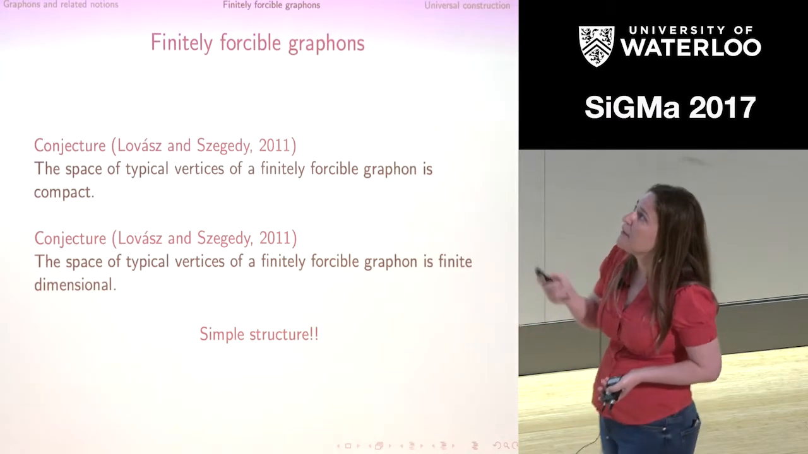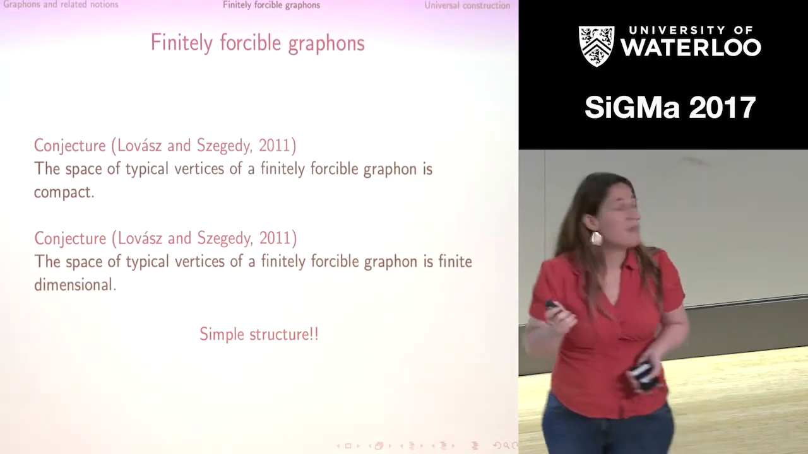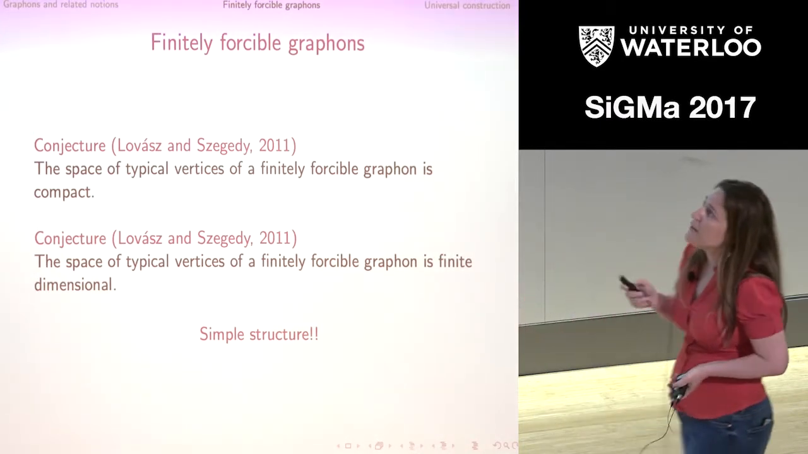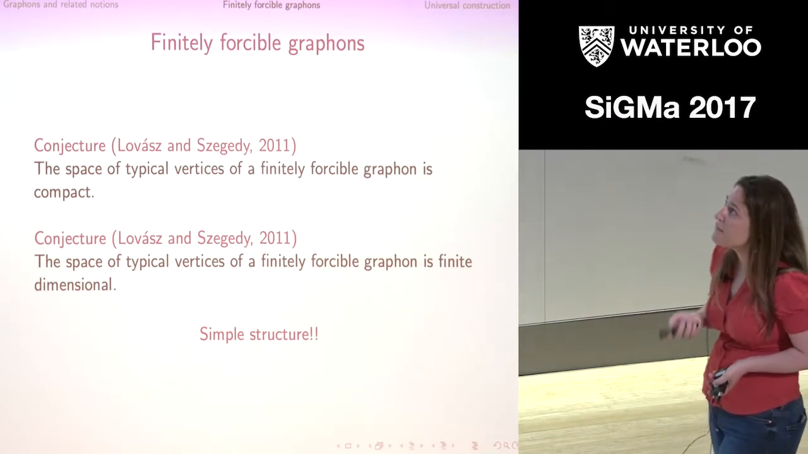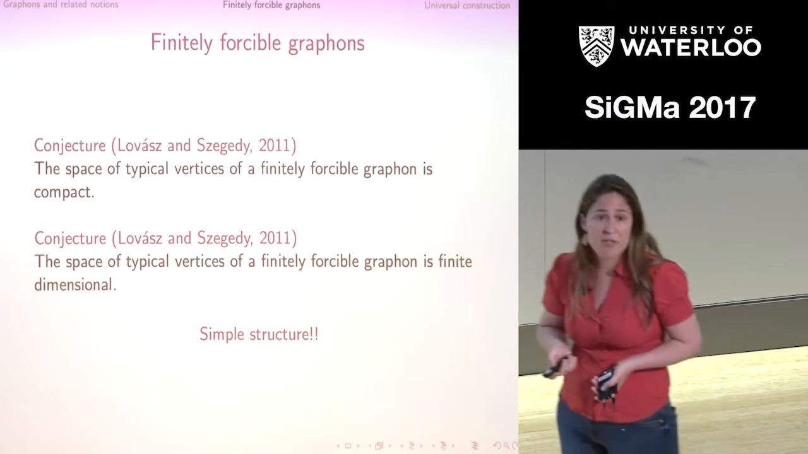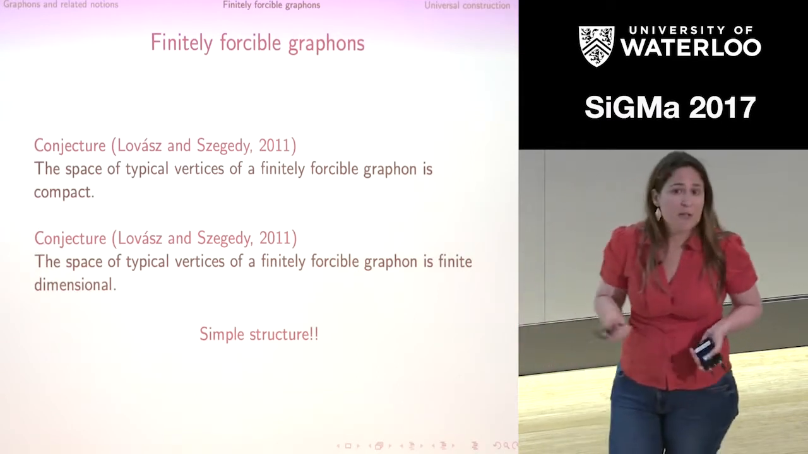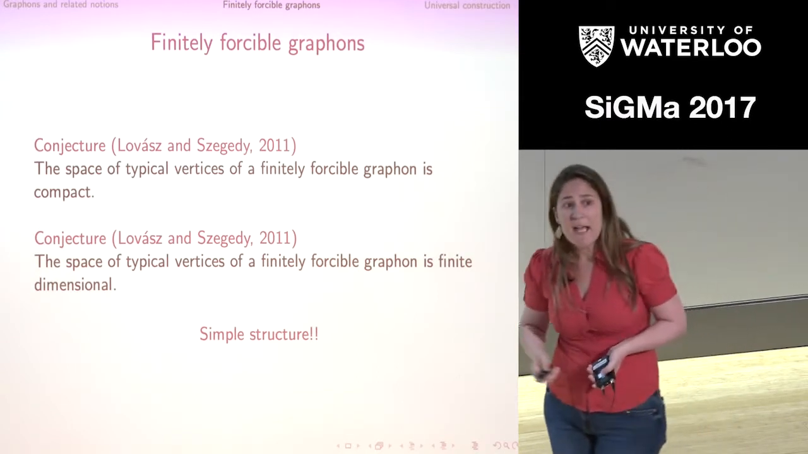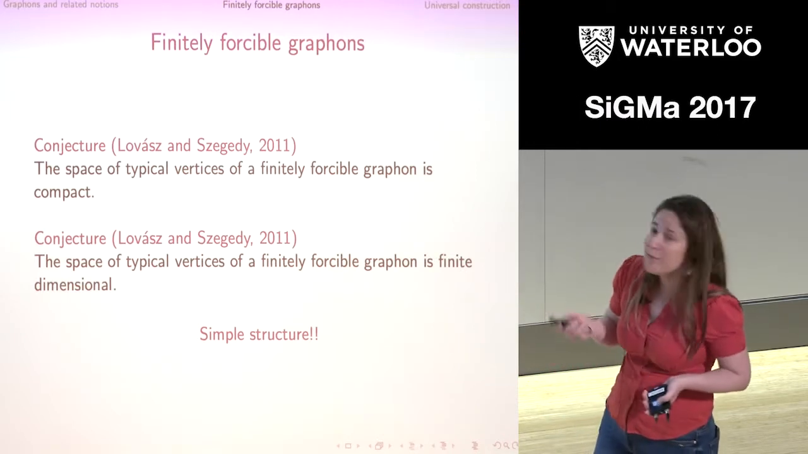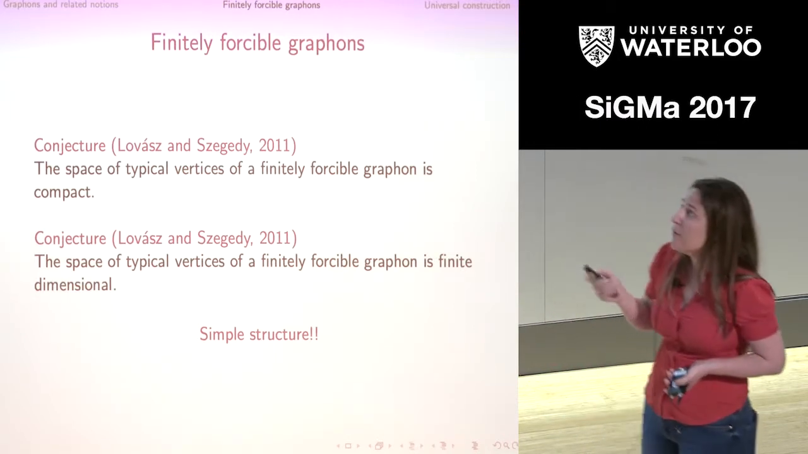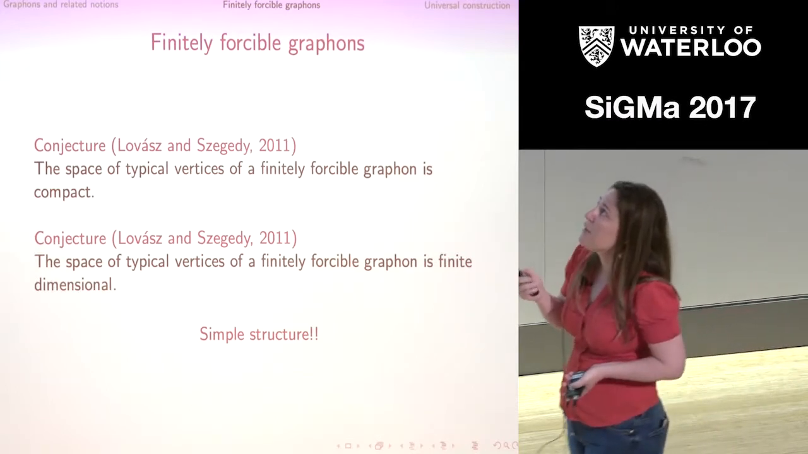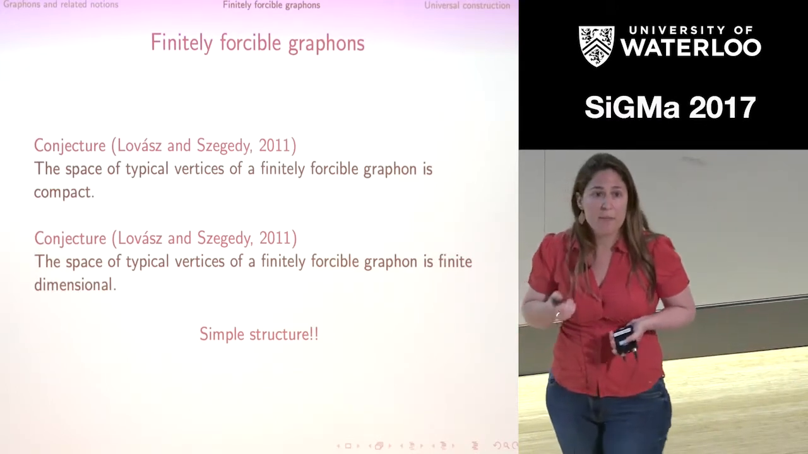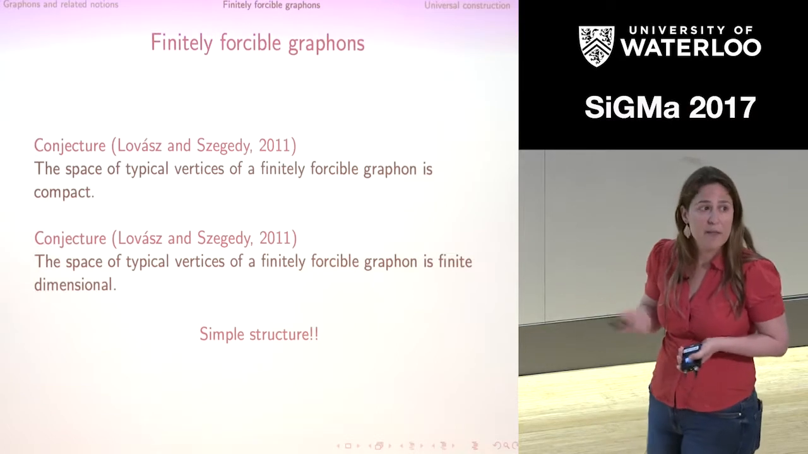Formally, as Dan already mentioned, the two conjectures are that the space of typical vertices of a finitely forcible graphon is compact, and that the same space is finite dimensional. And this is basically just telling you that it's a simple structure. If you don't believe me, I will explain a little bit more what these two conjectures are saying, and then we will understand better that it actually means simple structure.